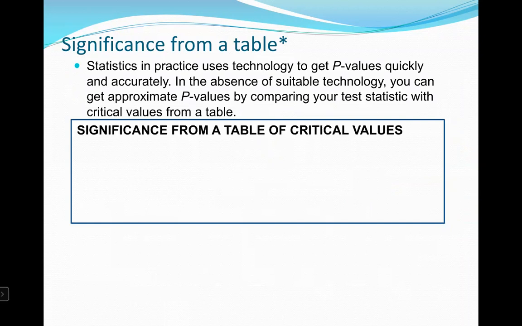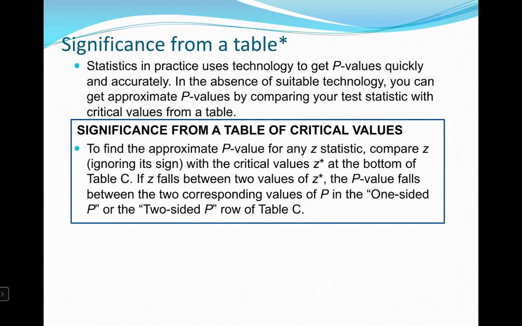Statistics in practice uses technology to get p-values quickly and accurately. In the absence of suitable technology, you can get approximate p-values by comparing your test statistic with critical values from a table.